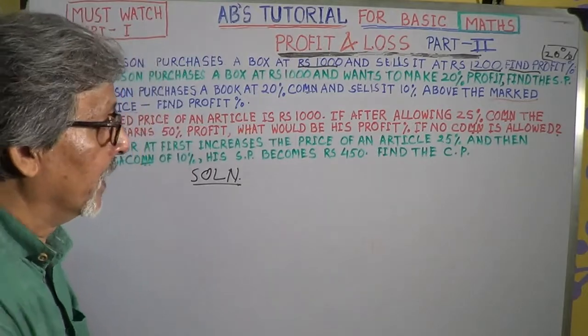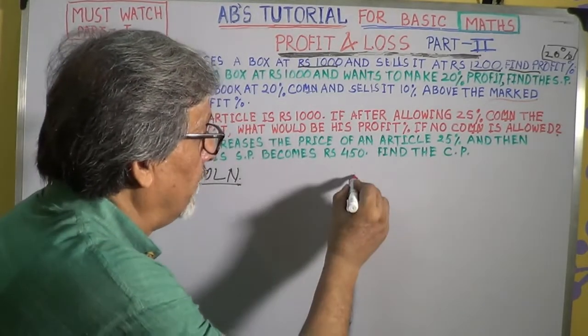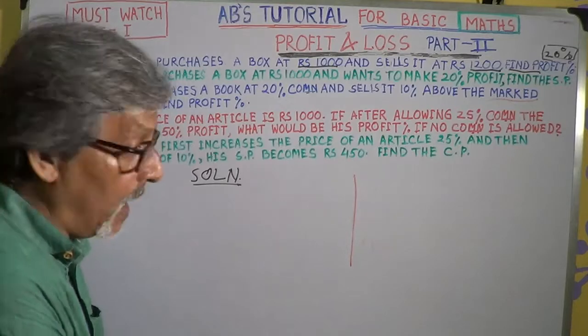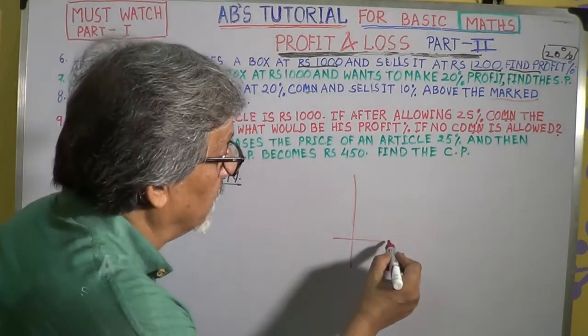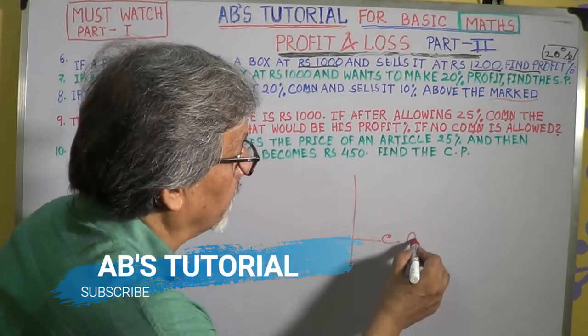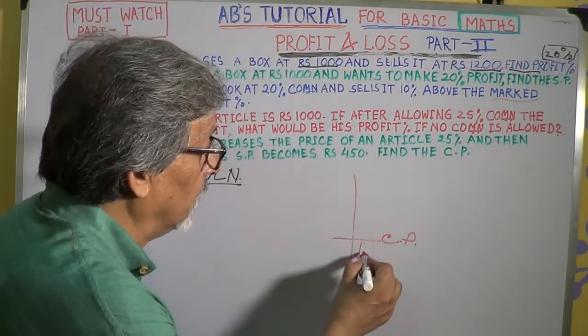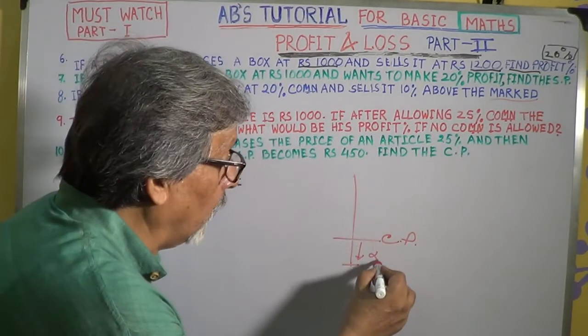Marked price means, if we draw a line here, and here if it is CP, cost price, and if this is less than CP, this means loss.